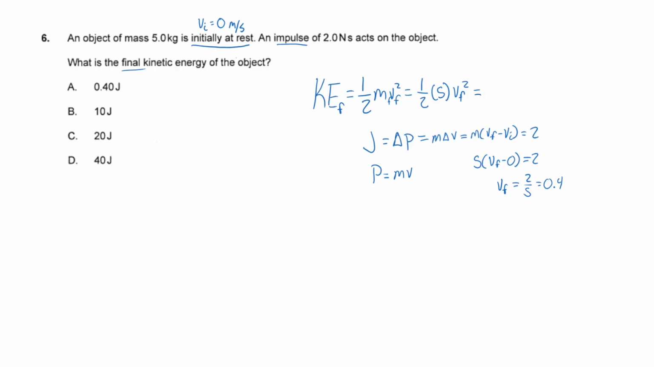So let's substitute that back into our kinetic energy equation. And 0.4 squared is 0.16. 0.16 times half of 5 is 0.40. And this is joules. So our answer is answer choice A.